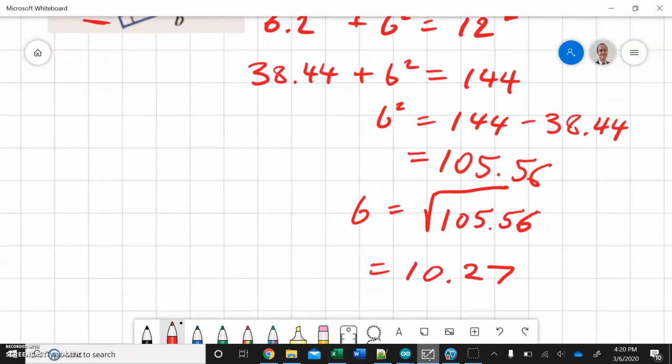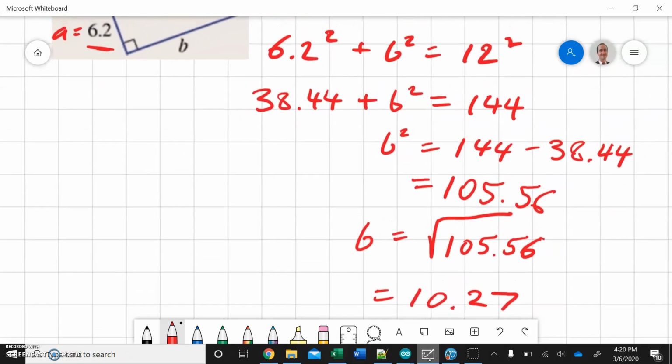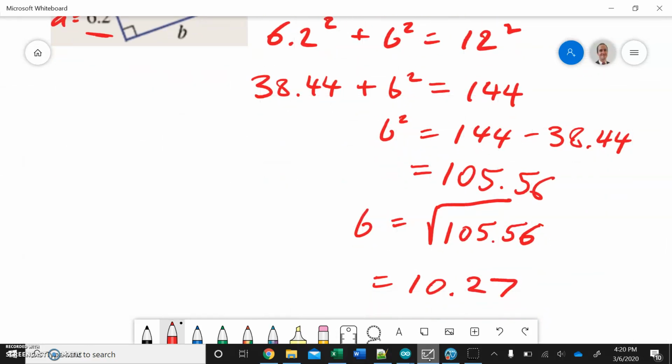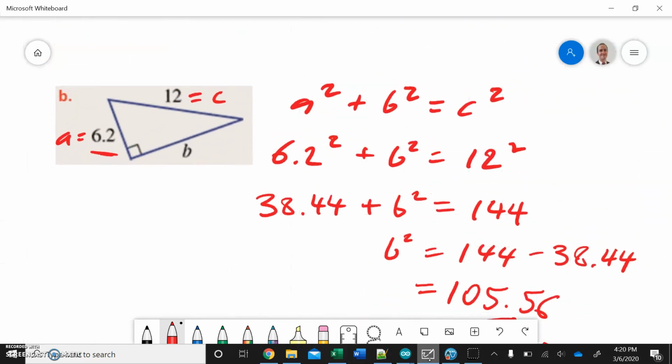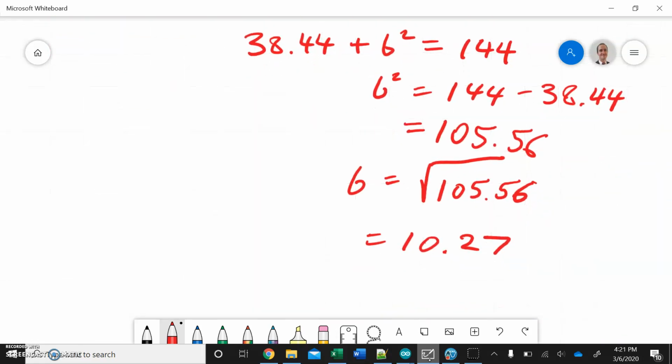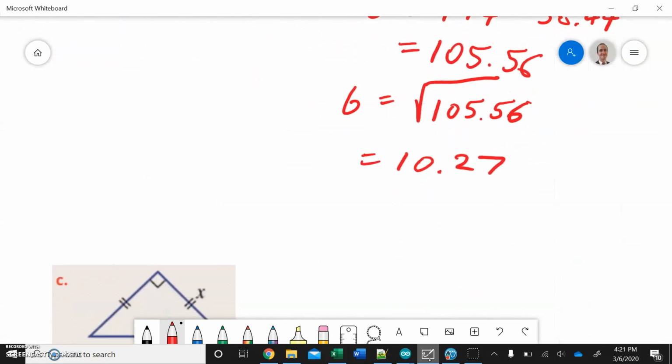So we found the value for B there. Again, you can always check that you've got the correct answer, because your value there, 10.27, should always be less than the longest side, which in this case is 12. So it is less than that, so we would be confident that that's the correct answer.